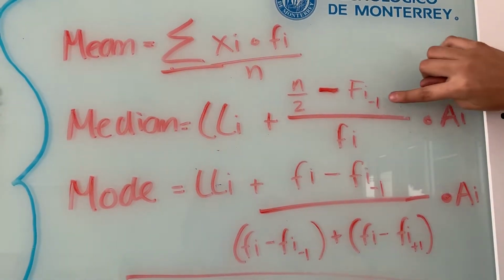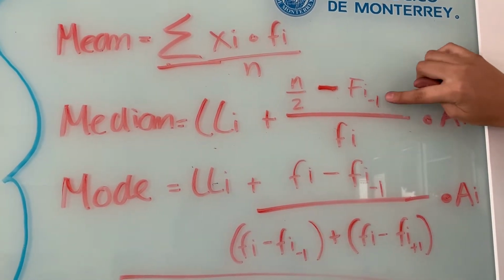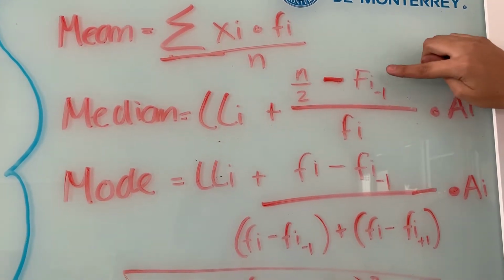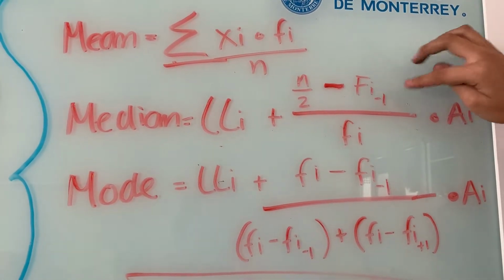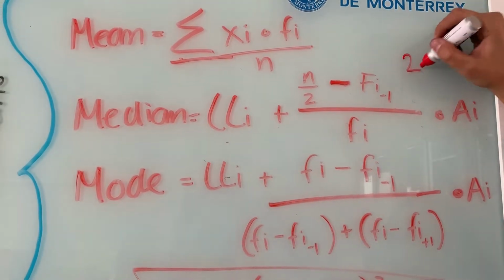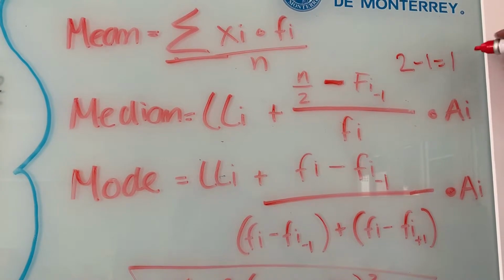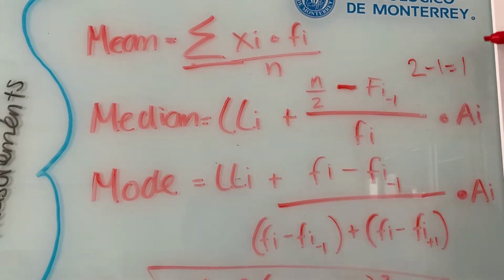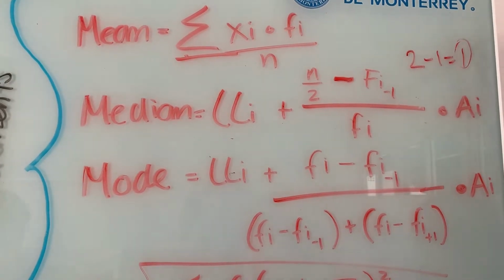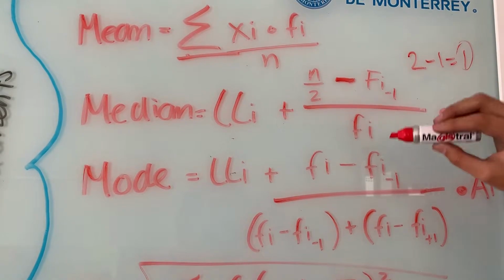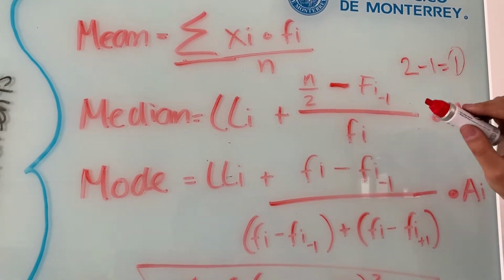And we have to see that here there's a "less one", and it is a sub-index of the accumulated frequency. So this means that if we choose the class number 2, we have to do 2 less 1, and it will be 1. So in here we have to put the accumulated frequency of class number 1. And in here we can see that there's no sub-index, so we use the frequency of the class that we choose, which was class number 2.